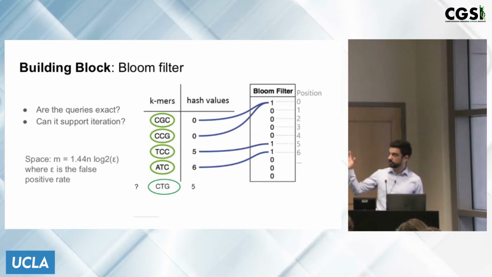Well, so that's one thing. The queries are not exact. It's called a probabilistic or an approximate data structure, an approximate membership data structure.